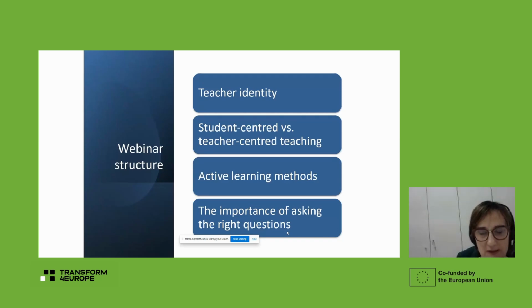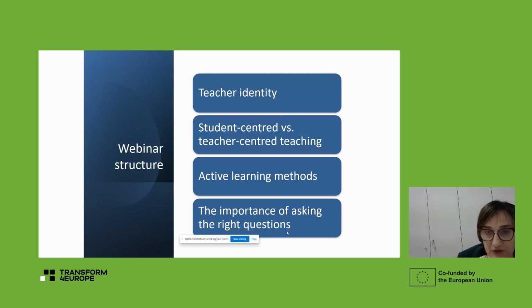How we have divided our talk. We're going to start by talking briefly about teacher identity. This will lead us to the question of student-centered and teacher-centered teaching. We're then going to stop at active learning methods, what do we understand by this, and what exactly do we mean when we talk about active learning. And Anja will then focus on the importance of asking the right questions, and we will also see how this is connected with active learning. So briefly, this is how we are going to go through this talk today.